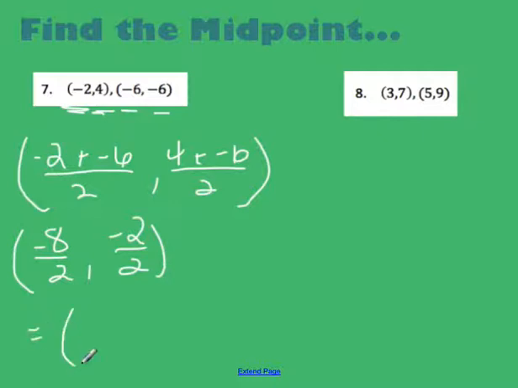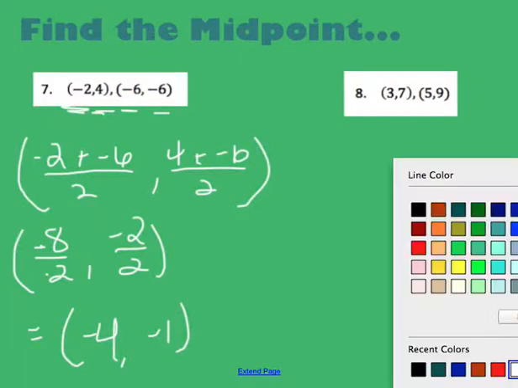Simplifying that some more, negative 8 divided by 2 is going to be negative 4, and negative 2 over 2 is negative 1. So all I'm doing is taking the two x coordinates, adding them together and dividing by 2, and the two y coordinates, adding them together and dividing by 2.